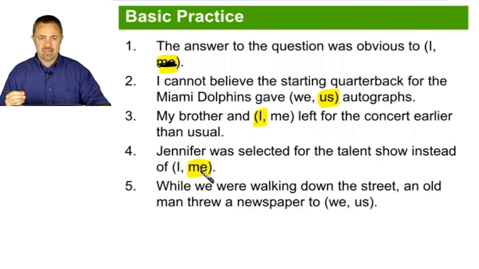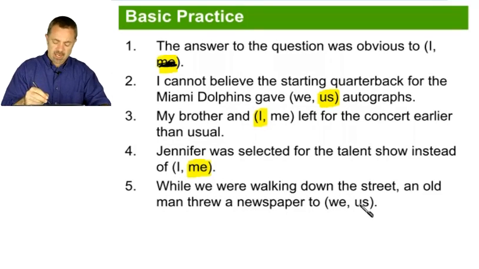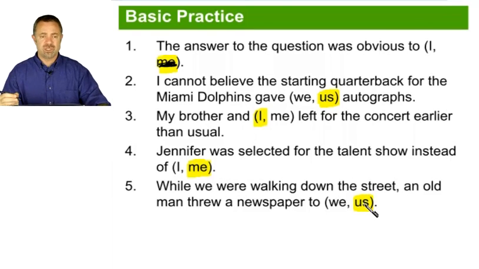Finally: while we were walking down the street, an old man threw a newspaper to we or us. Well, who threw the newspaper? An old man, so the old man is the subject. Therefore, we or us is the object, and in this case, us is our object pronoun.